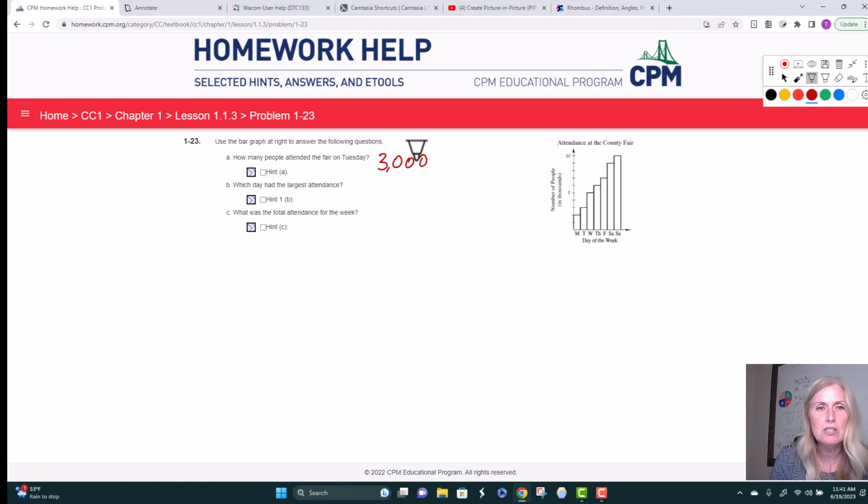Okay, B, which day had the largest attendance? Okay, so you can just see if the bar graphs go higher, the more people that came, well, you can automatically go to the highest bar. And they're not even asking us how many, they just want to know which day was the most people. So this time you're going to go down and it says Sunday.